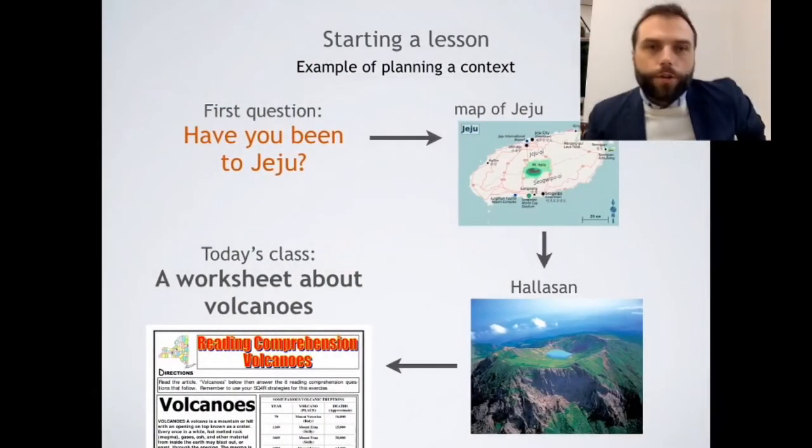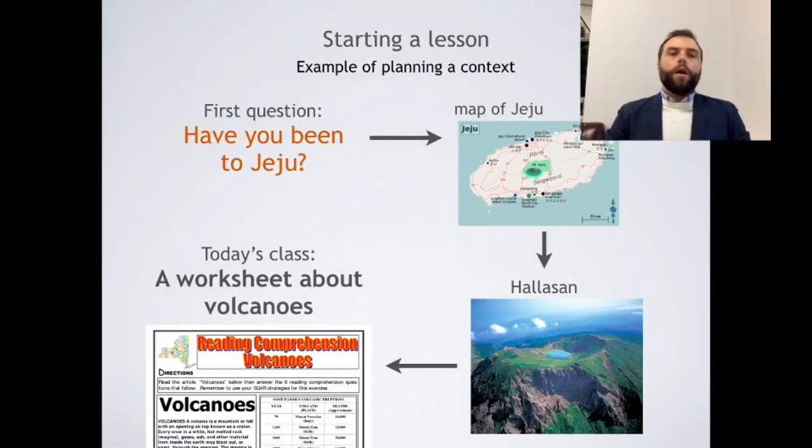Okay, let's have a look at another example then. So here's an example that has a worksheet. So if you look at the bottom, today's class, a worksheet about volcanoes. So this is your main classroom content, your material. Maybe it's a reading in a textbook, for example. So you have a reading comprehension task related to volcanoes. Okay, so how do we set up the context of volcanoes?